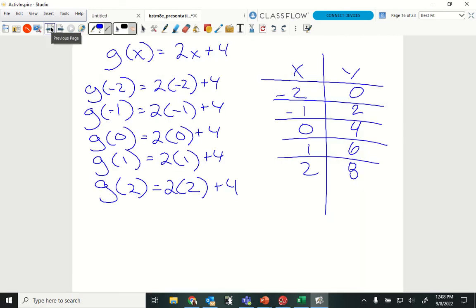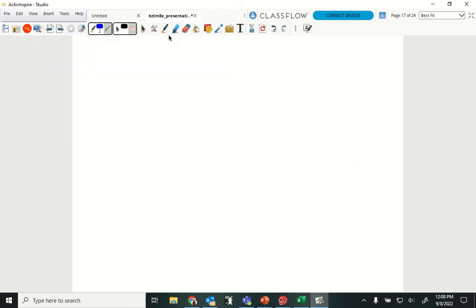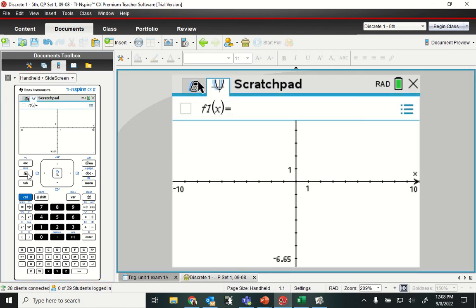Let me go here. So insert page after current. So now I'm on my scratch pad. Let's please take a look because this is going to be important on the scratch pad. So you could do this 2 different ways. One way, it's right up here on the top. See next to the calculator, there's a little graph thingy there. You can click there, or you hit the scratch pad button one more time, and it's going to give you a graph.